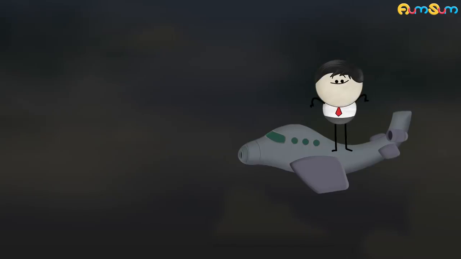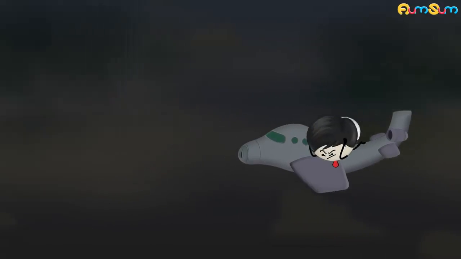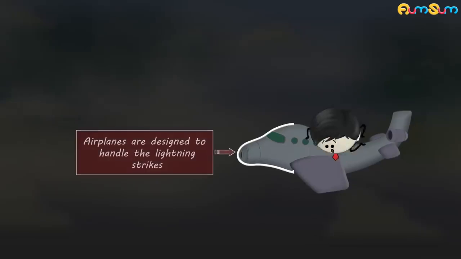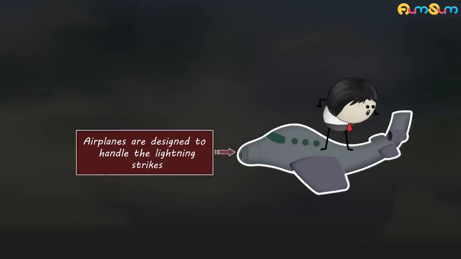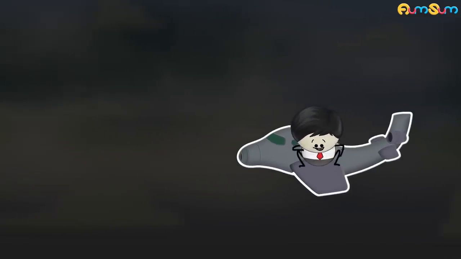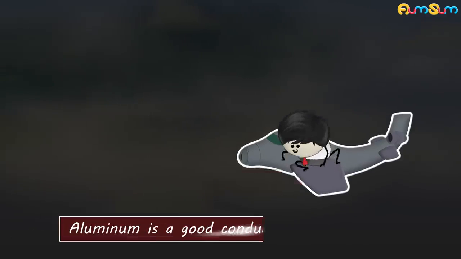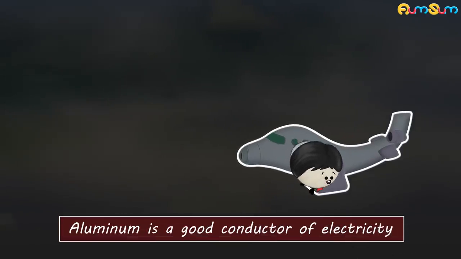Now, many times, airplanes get caught in a heavy lightning storm. However, airplanes are designed to handle the lightning strikes. The outer skin of most planes is primarily made of aluminum. Aluminum is a good conductor of electricity.